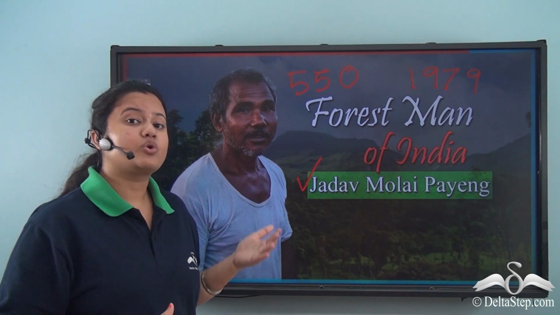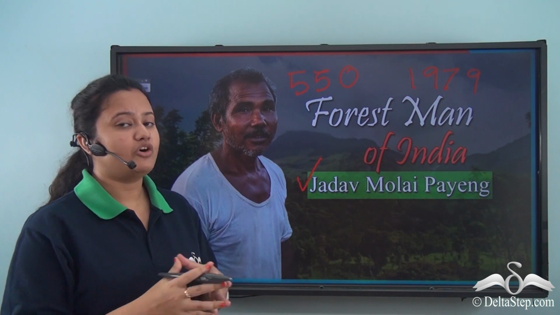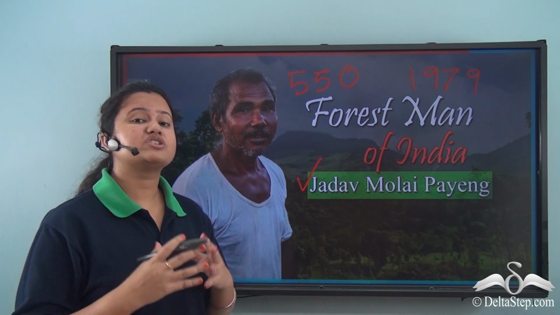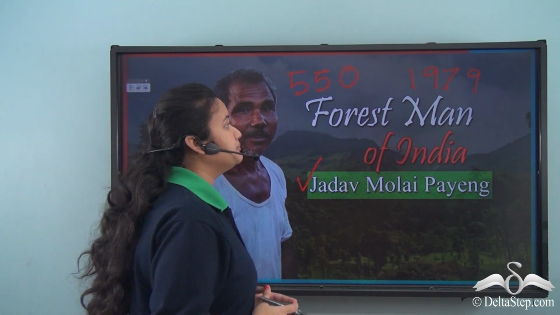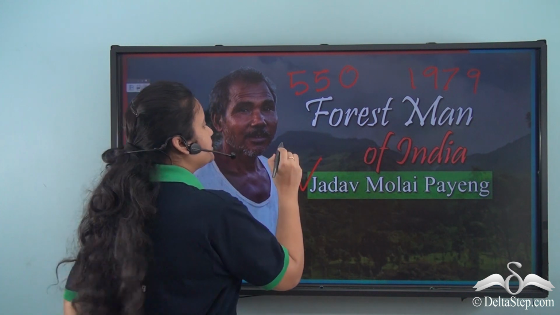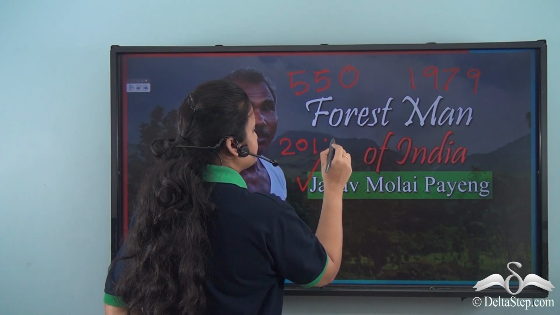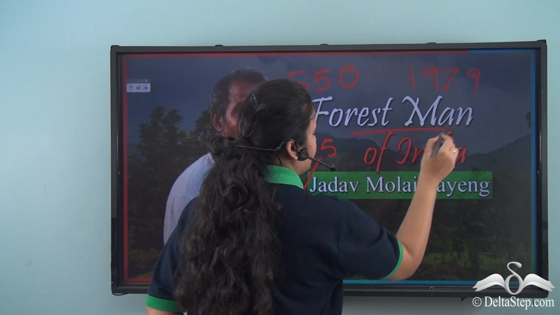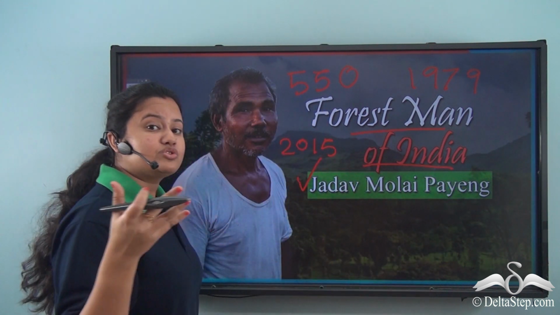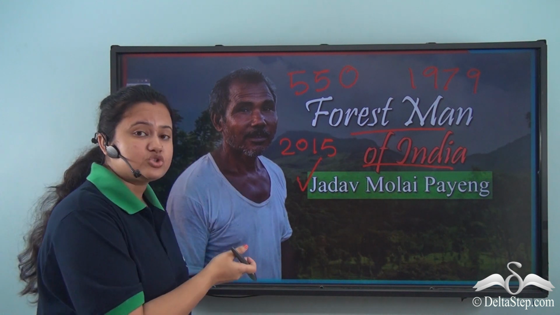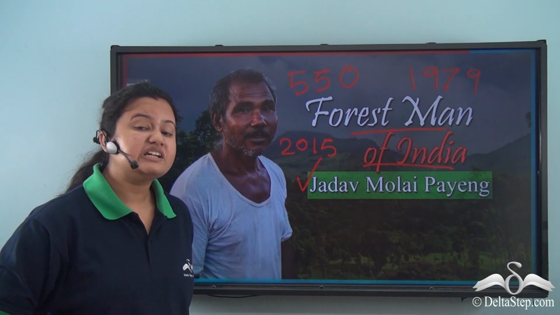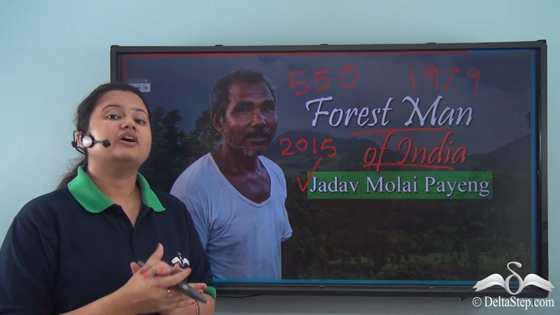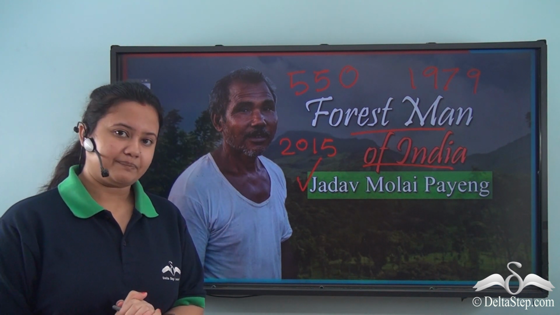And this man is quite protective about his forest. For this generous act, he was rewarded with Padma Shri in the year 2015 by the government of India and is popularly known as the Forest Man of India. So you saw how, as an individual, he contributed towards increasing the green cover of the country and also protecting the biodiversity of India.